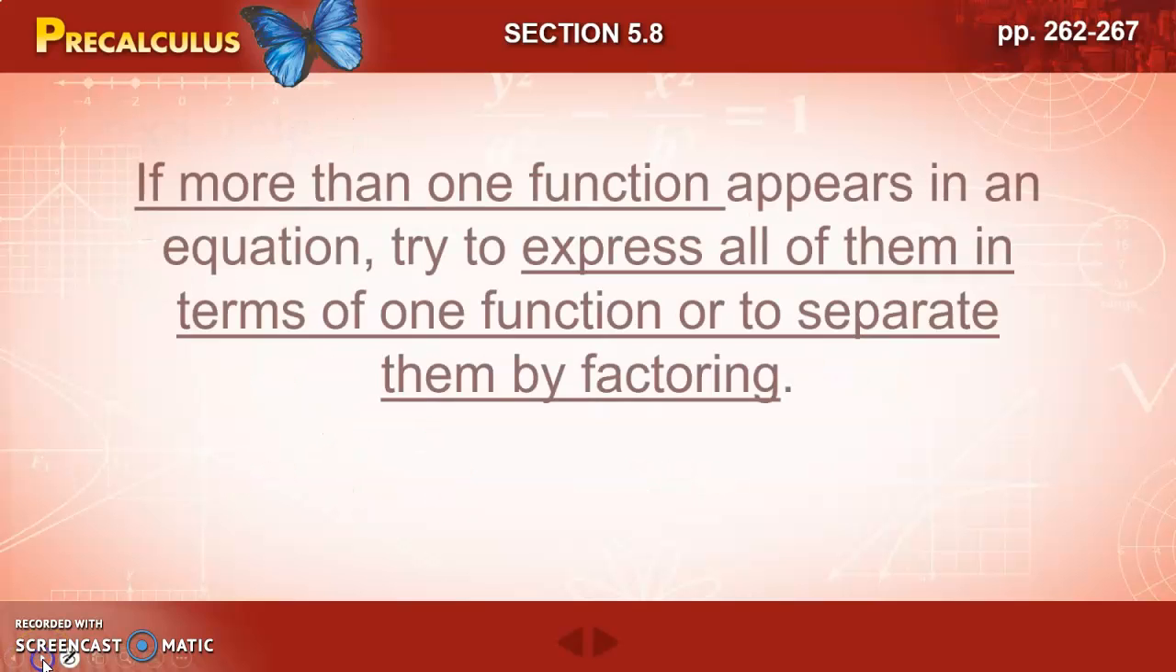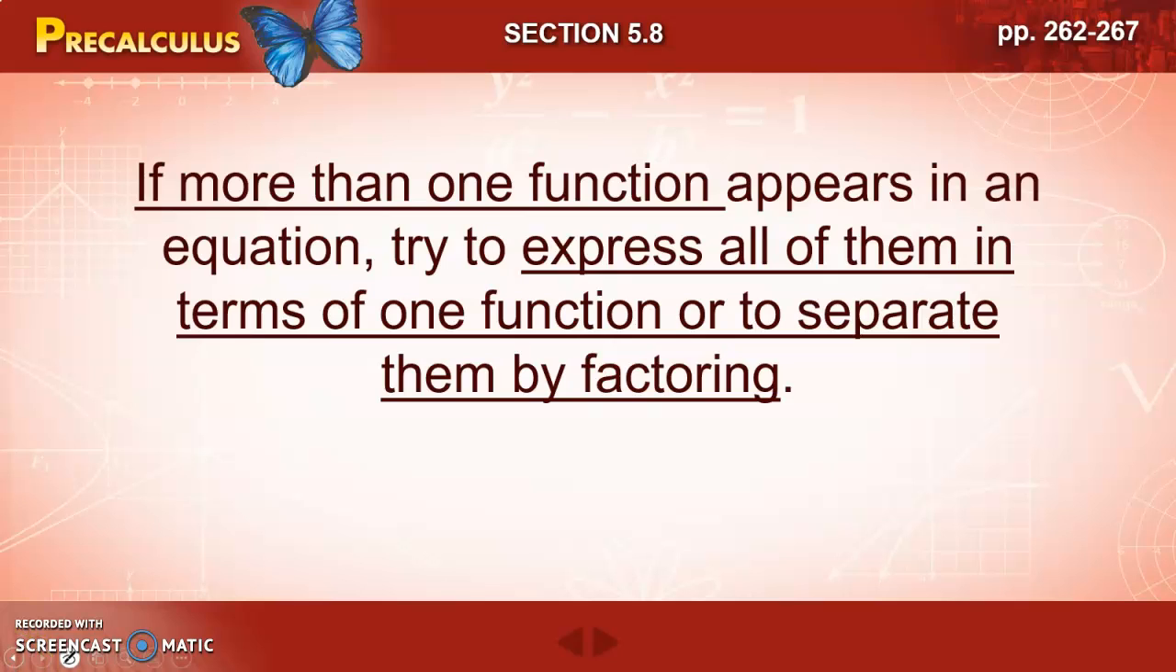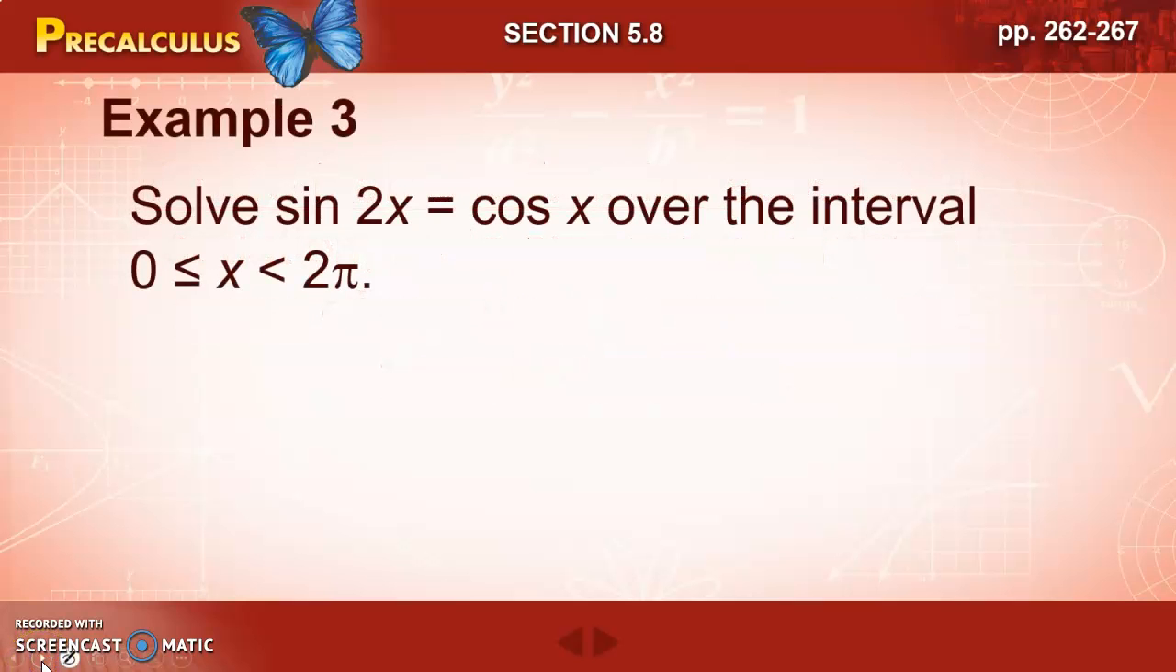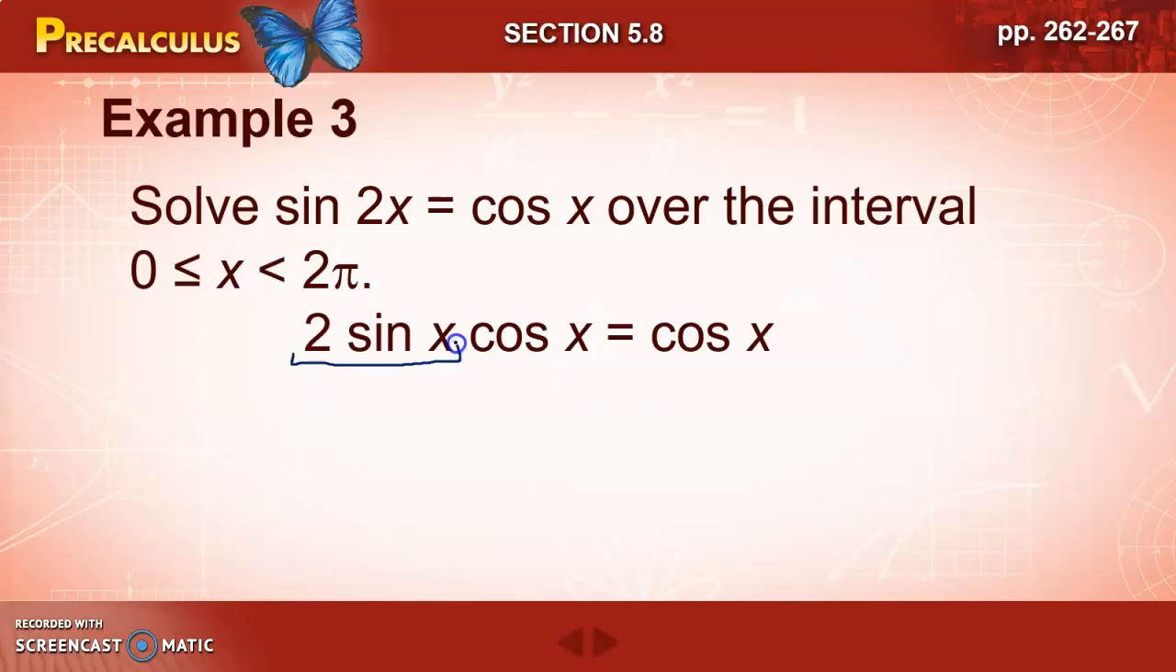If more than one function appears in an equation, you're going to try to express all of these functions in terms of one trig function, or we'll have to separate them by factoring. So we're going to use our identities at this point first before we do any algebraic steps. So let's solve sine of 2x equals cosine x, again, on this interval, 0 to pi. Well, I can't rewrite sine in a way that has cosine in it. They're not reciprocals or quotients or anything like that, but sine of 2x is one of our double angle identities.